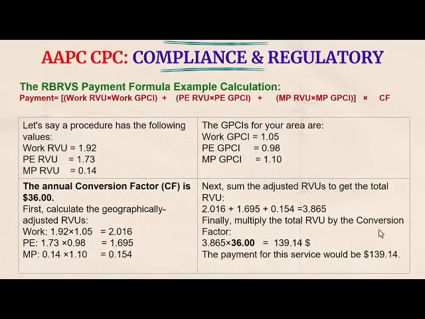So this is the end of the payers and RBRVS. In the next part, we will see medical necessity, abuse, HIPAA, and privacy and security.